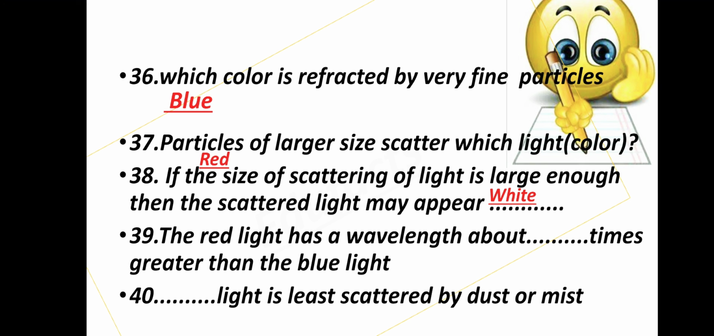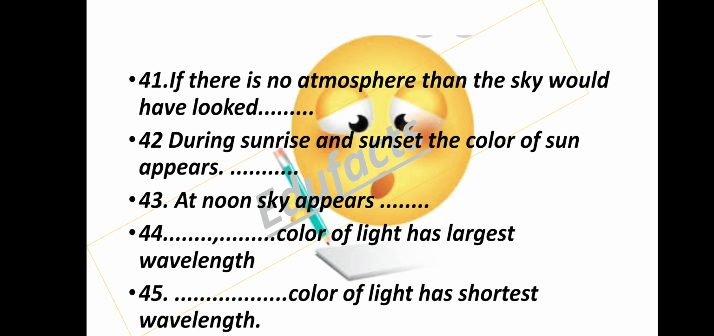The red light has a wavelength about dash times greater than the blue light, that is, 1.8 times greater than the blue light. Dash light is least scattered by dust or mist, that is, red color. Next one, question number 41. If there is no atmosphere, then the sky would look dark. This is the most important concept. If there is no atmosphere, then the sky would look dark. Simply.